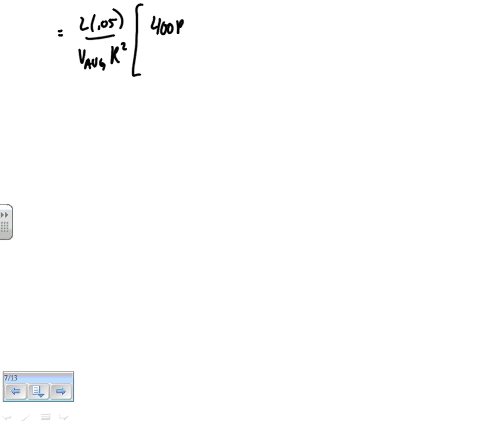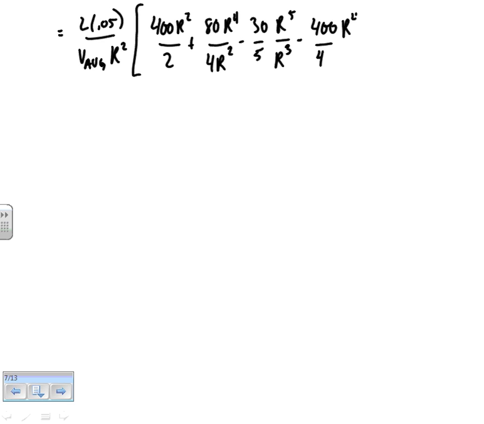So I have 400 times cap R squared divided by 2 plus 80 cap R to the 4 over 4 cap R squared minus 30 over 5 cap R to the 5 over cap R cubed minus 400 over 4 cap R to the 4 over cap R squared minus 80 times cap R to the 6 over 6 times cap R to the 4 plus finally 30 times cap R to the 7 over 7 cap R to the 5. All right.